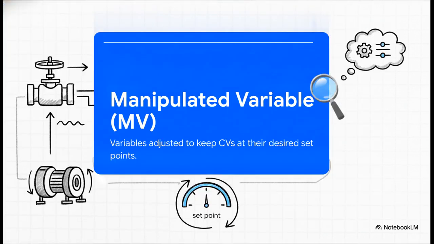Next up, we have manipulated variables, or MVs. So the crucial point here is that these are the actual levers we can pull. These are the variables that are adjusted in order to keep our controlled variables at or near their set points. In thousands of industrial applications, manipulated variables are typically flow rates. We adjust them using physical equipment like control valves or variable speed pumps.